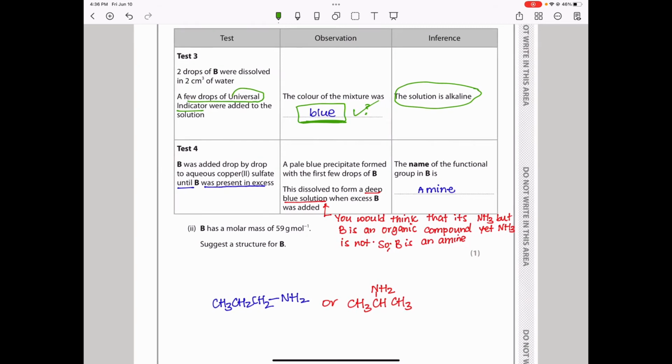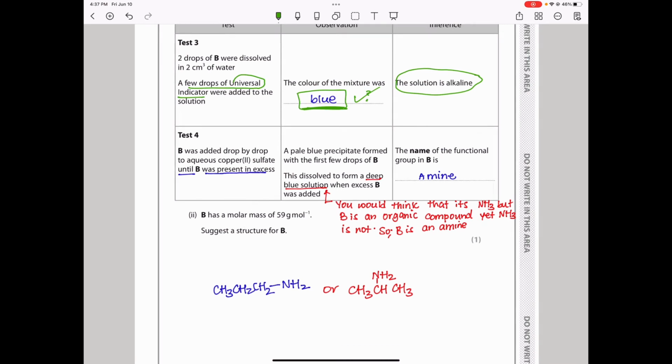And test four says, B was added drop by drop to aqueous copper sulfate until B was present in excess. A pale blue precipitate formed with the first few drops of B, and this dissolved to form a deep blue solution. This is really easy. A deep blue solution, of course, when excess B was added. Name the functional group present. The functional group is going to be an amine. Of course, it cannot be ammonia because we already know it's an organic compound. So it's going to be an amine.